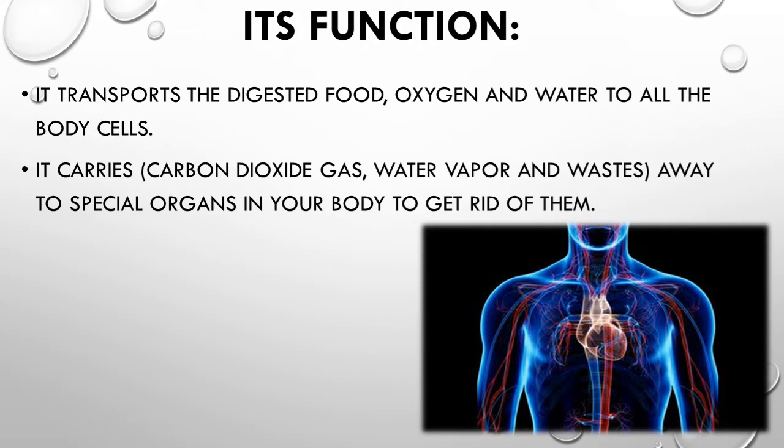Circulatory system transports the digested food, oxygen, and water to all the body cells. After the digestive system digests the food and after I inhale oxygen, I need something to transport them to my body cells. Circulatory system helps me to transport the digested food, oxygen, and water to all my body cells. Then I can get energy and I can benefit from them.